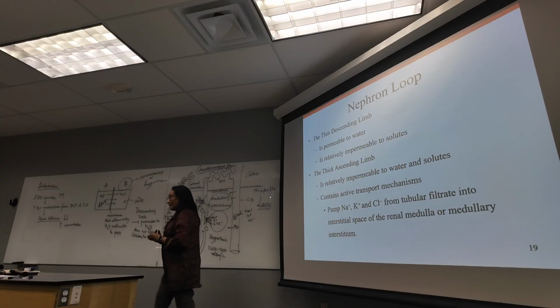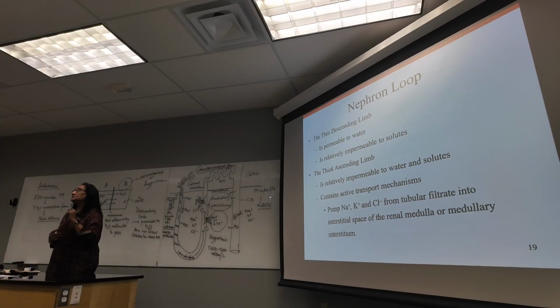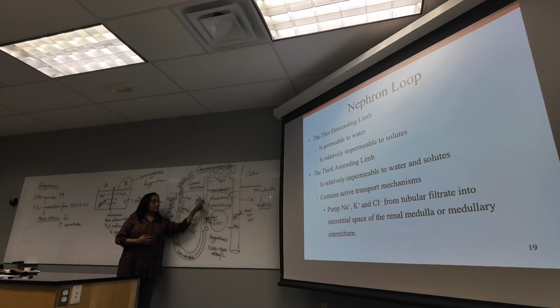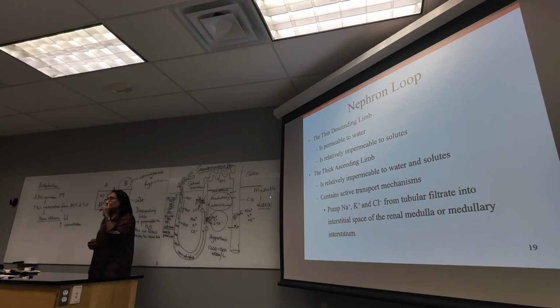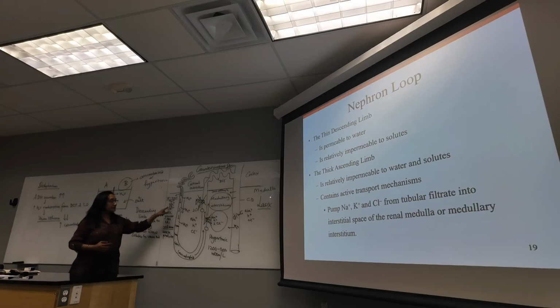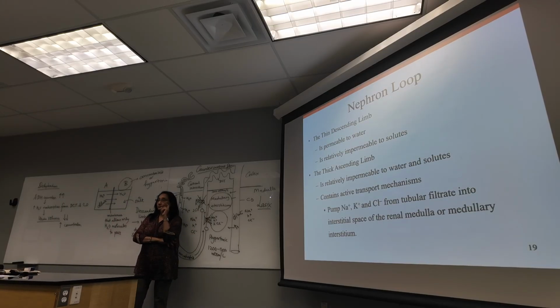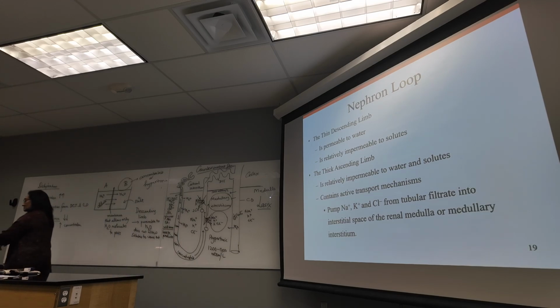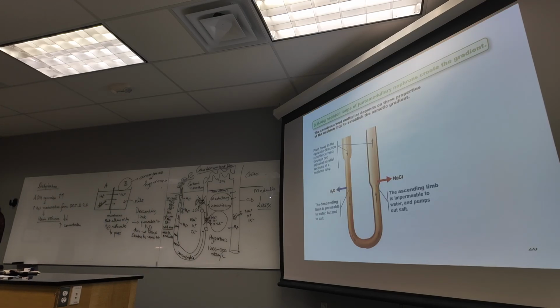Okay. And what is it that creates the medullary interstitium hypertonicity? It is the sodium potassium chloride pump, which is on the ascending limb of the loop of Henle, not the descending limb, ascending limb of the loop of Henle. That's where the pump is. And it pumps the potassium and the chloride out. If you go into details, you will see that.